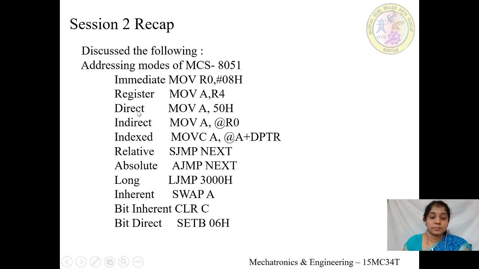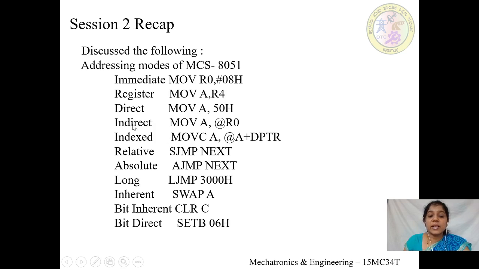Next is direct addressing mode. In case of direct addressing mode, the direct address is specified as a part of the instruction. That is nothing but RAM location from 00H to 7FH or SFR location from 80H to FFH. So RAM location 0 to 7FH can be specified here. Here this is the RAM location 50H. This is the memory location where actual data is present, so that data will be moved into accumulator. So this is direct addressing mode.